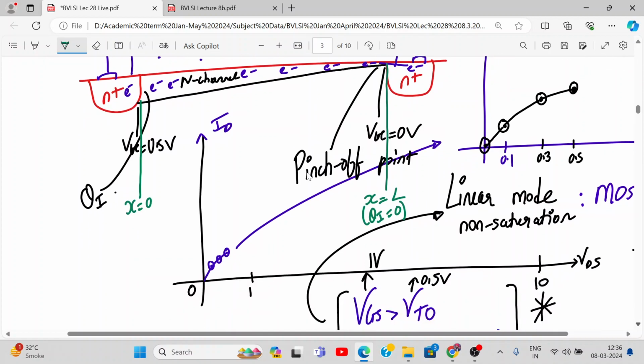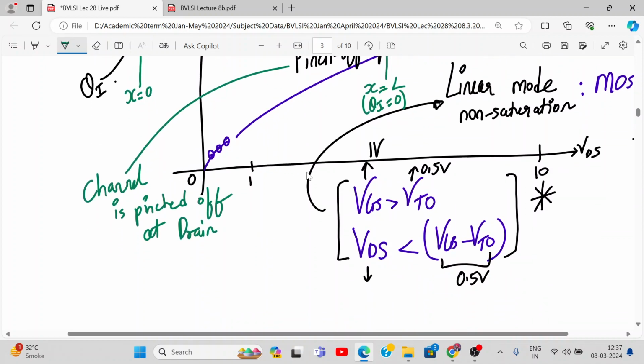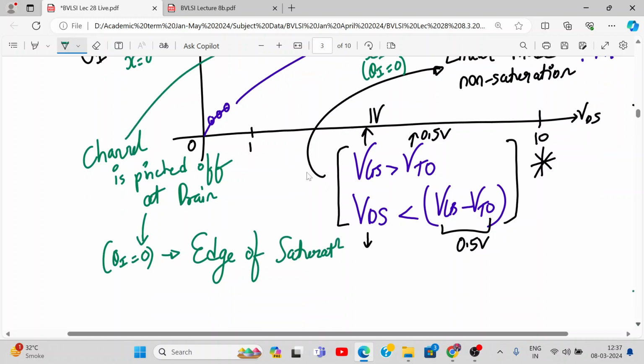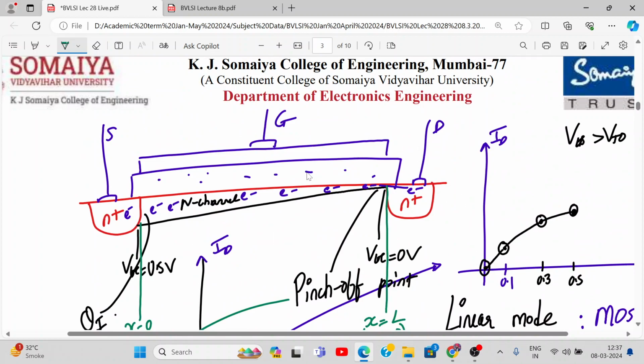Yeah. So we say the channel is pinched off at the drain terminal. So this condition we call the region of operation. When Qi becomes 0, we call it the edge of saturation. What do we call it? Edge of saturation. Are you understanding? So edge of saturation means this point. This point is the edge of saturation.